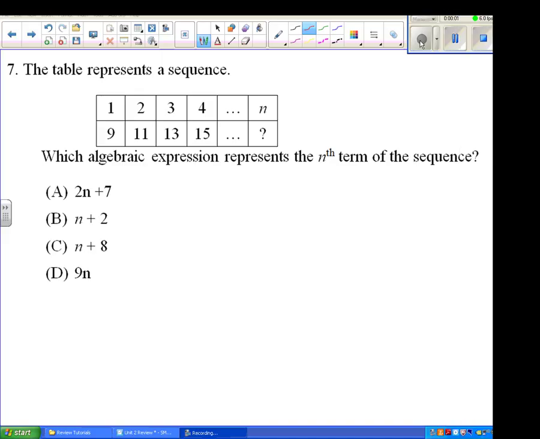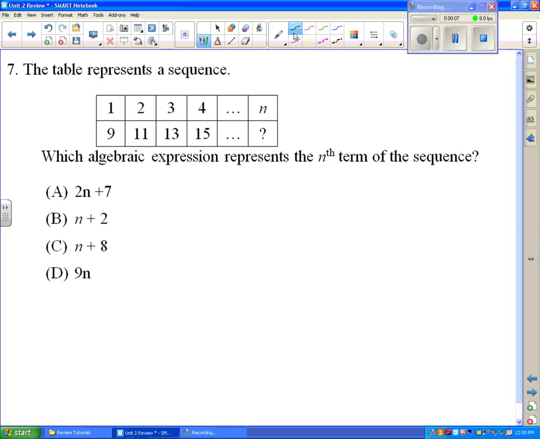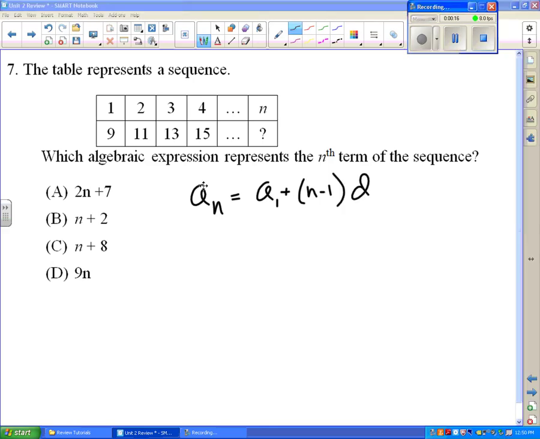Okay, we can do 7 a couple different ways. The first way is by using our explicit rule. So our explicit rule says A of n equals the first term plus n minus 1 times d, and d stands for the common difference. So what is our common difference? From 9 to 11, we've got a difference of 2. From 11 to 13 is 2. So our common difference is 2.